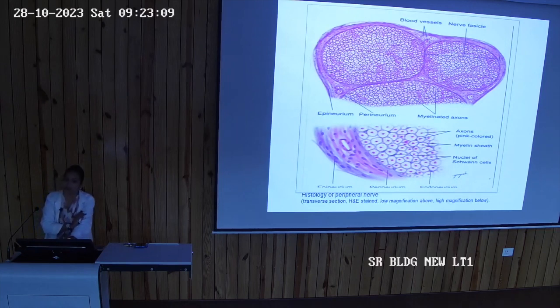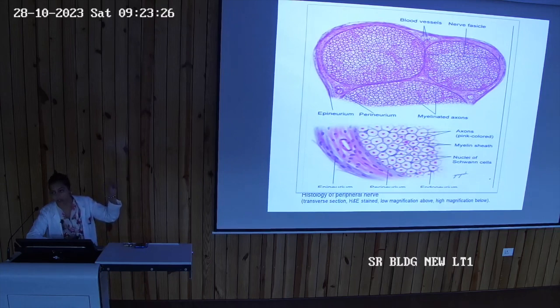What will be the visible picture of a peripheral nerve? You will see bundles of nerve fibers which are enclosed in a single layer, which is epineurium. Then the single individual layer of a bundle is perineurium, and inside the perineurium you have collections of nerve fibers which are surrounded by the myelin sheath and which have nuclei of Schwann cells at the periphery. This is the individual picture of one fascicle. There you can see myelin sheath, axons in the center, which are denoted by the red color, and this is the connective tissue layer, which is perineurium, surrounding the fascicles.